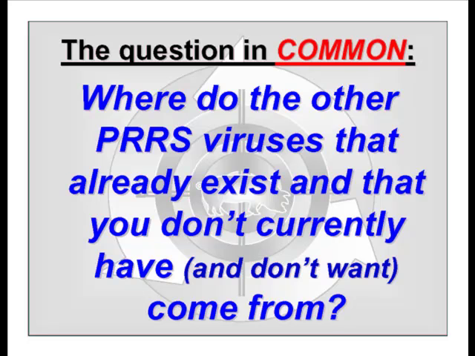And both of those have a question in common. The common question is this: where do the other PRRS viruses that already exist that you don't currently have, whether you're naive or you have something already, where are those viruses that you don't currently have and that you also don't want, where do they come from?